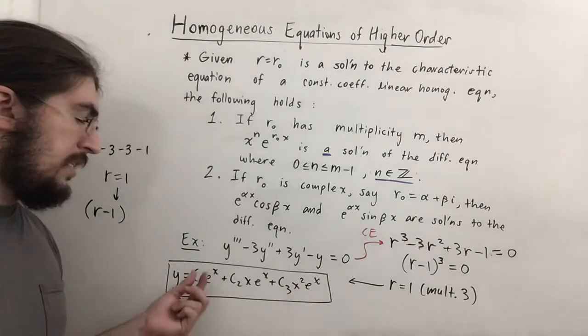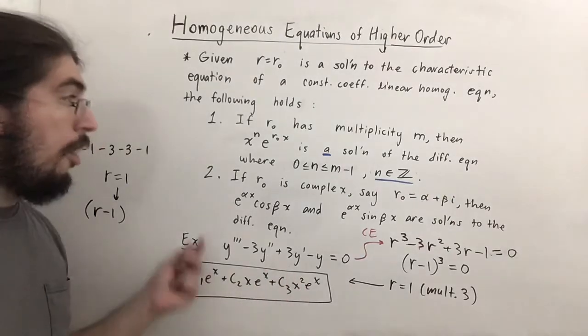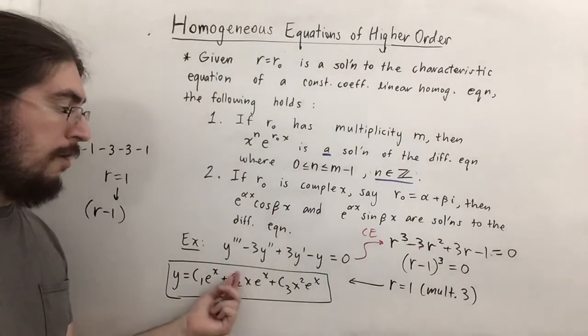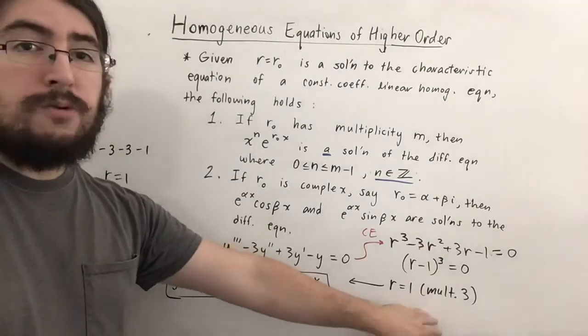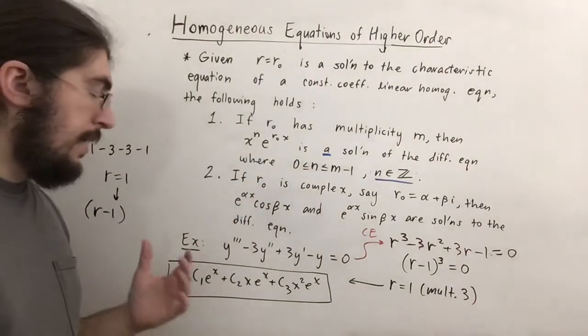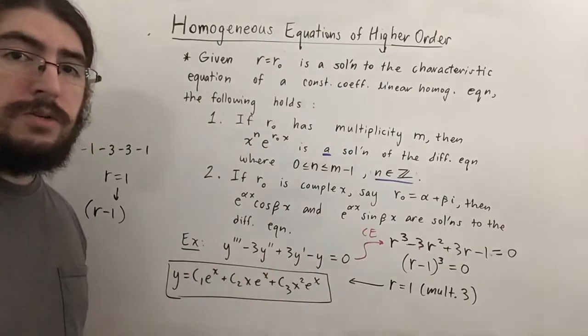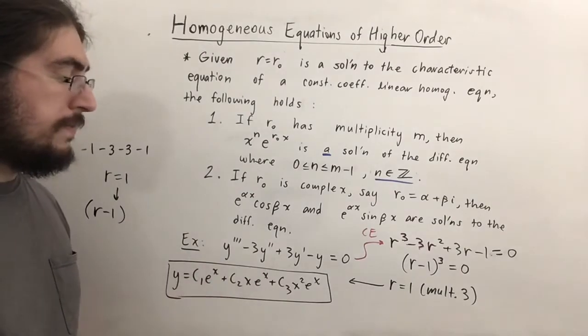Now each of these, e to the x, x e to the x, and x squared e to the x, are of this form. This first term has the power 0, this has the power 1 for x, and this has the power 2 for x. Notice, since the multiplicity is 3, the powers go between 0 and 3 minus 1. And then, of course, any linear combination of these solutions is itself a solution. So this is what we say is the most general solution to this equation.